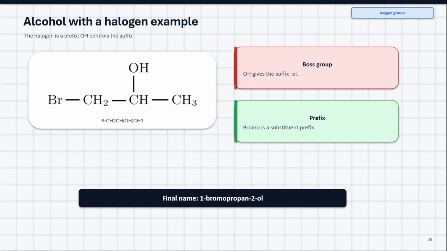This example has both an alcohol and a halogen, BrCH2-CH(OH)-CH3. The OH group is the boss group here, so the parent is propanol and the suffix is -ol. We number from the end that gives the OH the lower number. The OH is on carbon 2 either way in this 3-carbon chain, so then we place the bromo group with the lowest possible number. Bromo is on carbon 1. The final name is 1-bromopropan-2-ol. The important idea is that halogens are prefixes. They do not control the suffix over an alcohol.